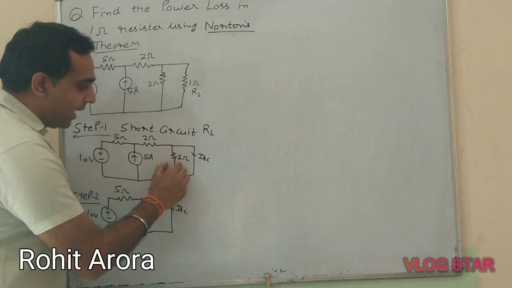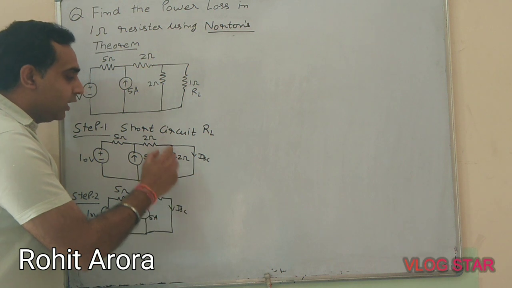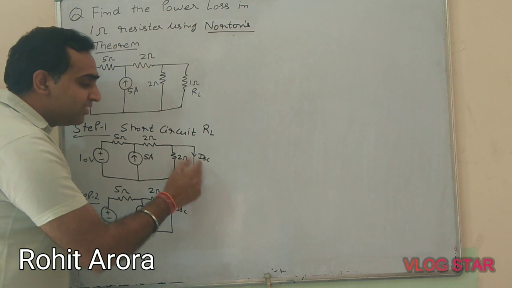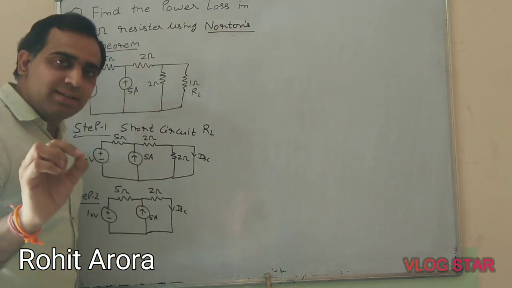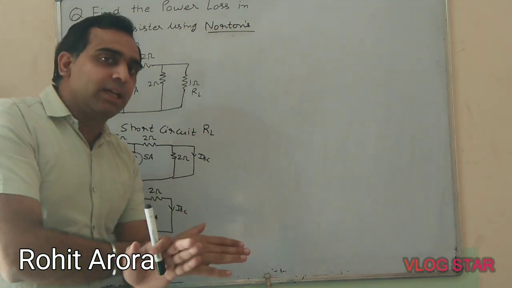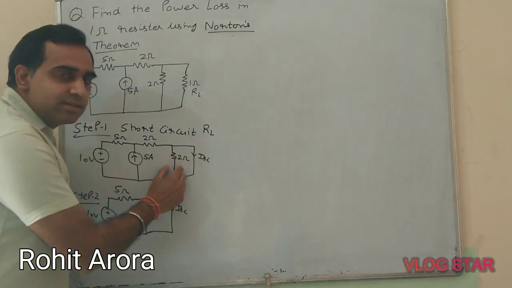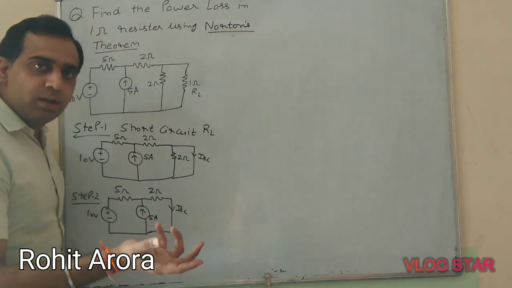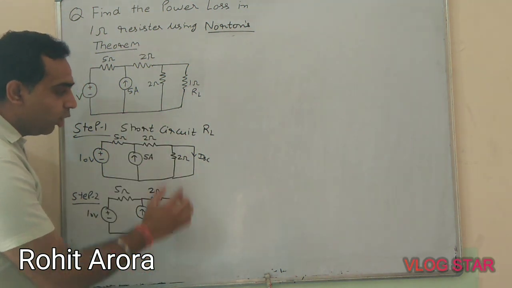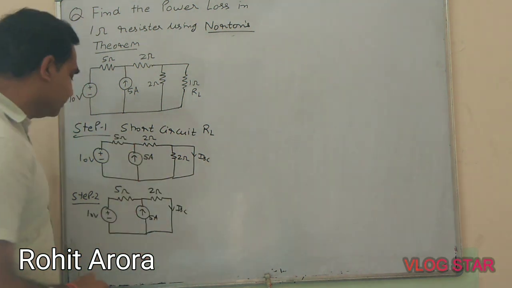If I apply the current divider rule on this 2 ohm resistance, it is total current into the opposite branch resistance. In this case, there is no resistance, it means the value of the resistance is 0. If it is 0, 0 multiplied by something is 0, or 0 divided by something is 0. So across this 2 ohm resistance, current is 0. It means it is removed from this. So this ISC short circuit branch is present in this.